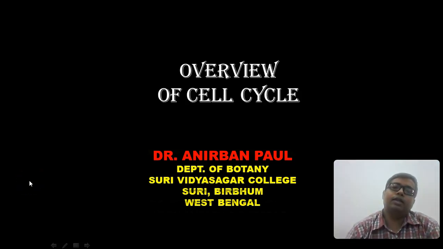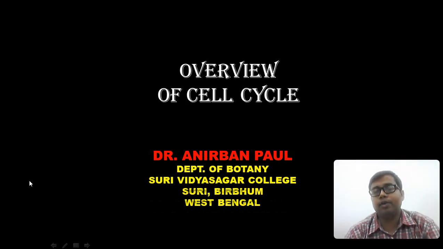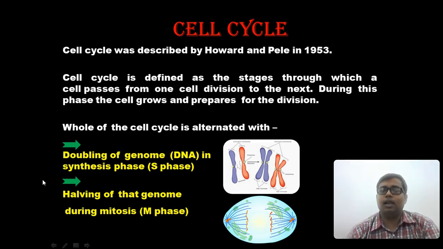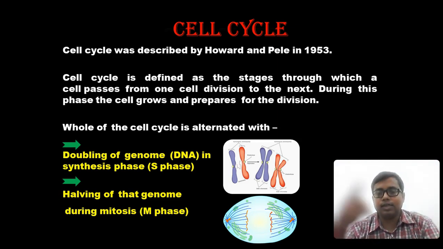So today I will discuss the overview of the cell cycle. First of all, you have to know what the cell cycle is. The cell cycle is the cyclic pathway by which one cell, after division, becomes two cells. So it's a cyclic pathway.